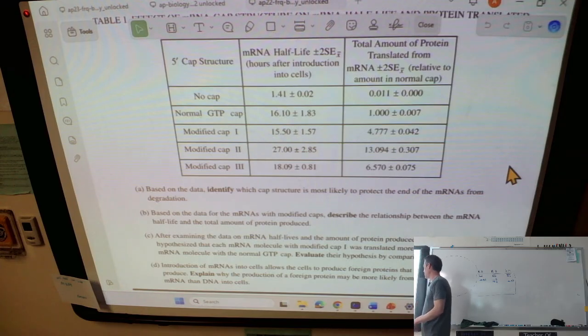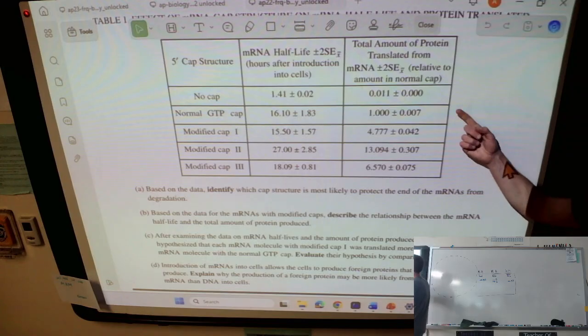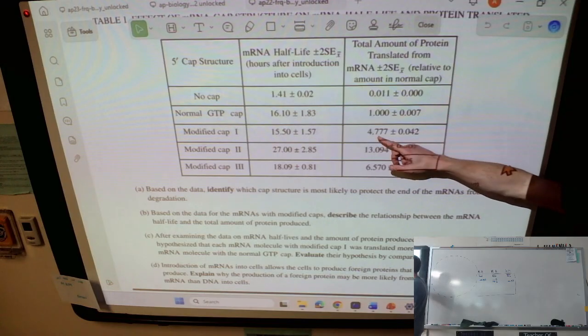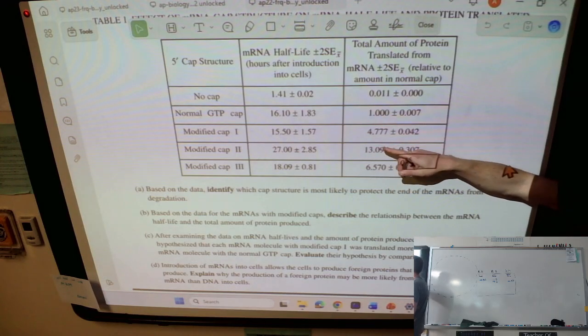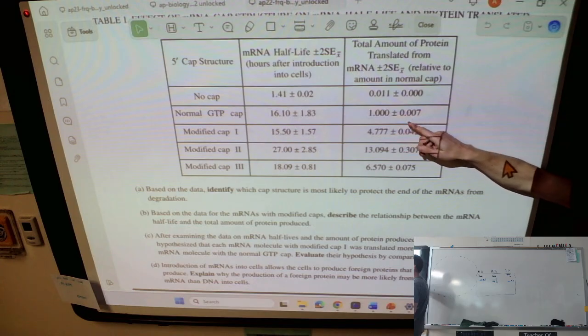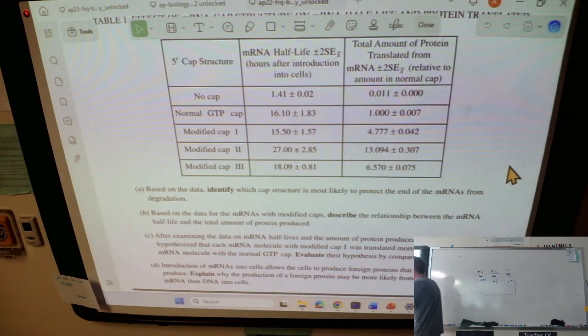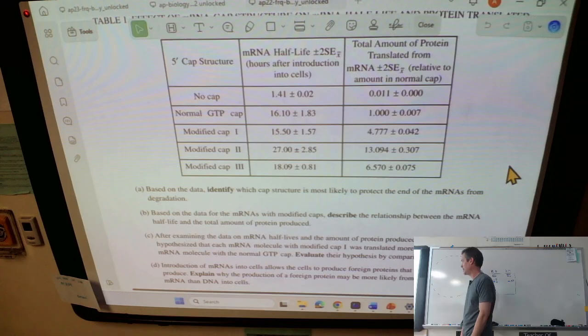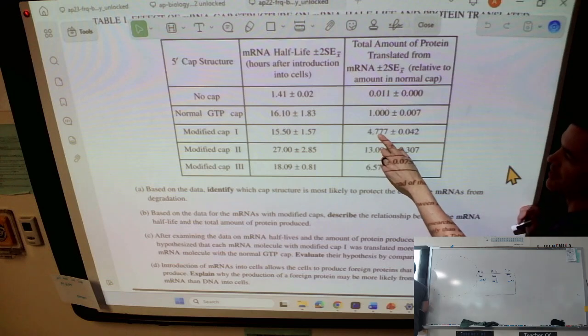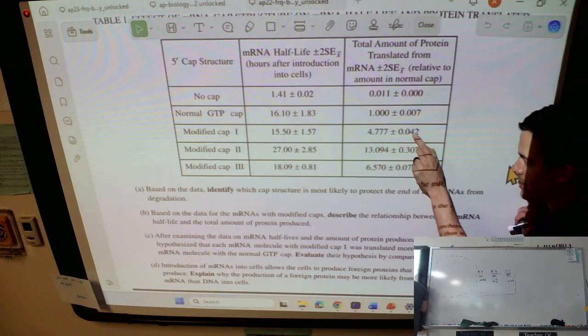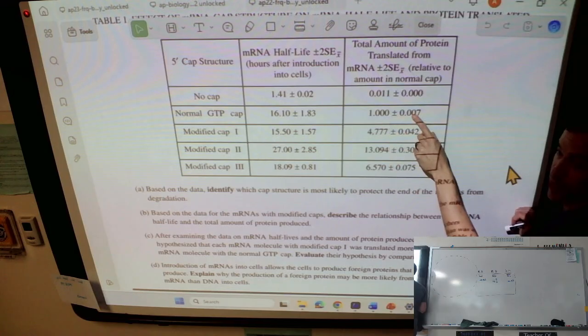And then I should say why, and it's like, well, protein translated is 4.7 plus or minus 0.042 compared to 1 plus or minus 0.007. So I would say something like, yep, evidence supports the researcher's hypothesis, and 4.777 plus or minus this is significantly higher than 1.